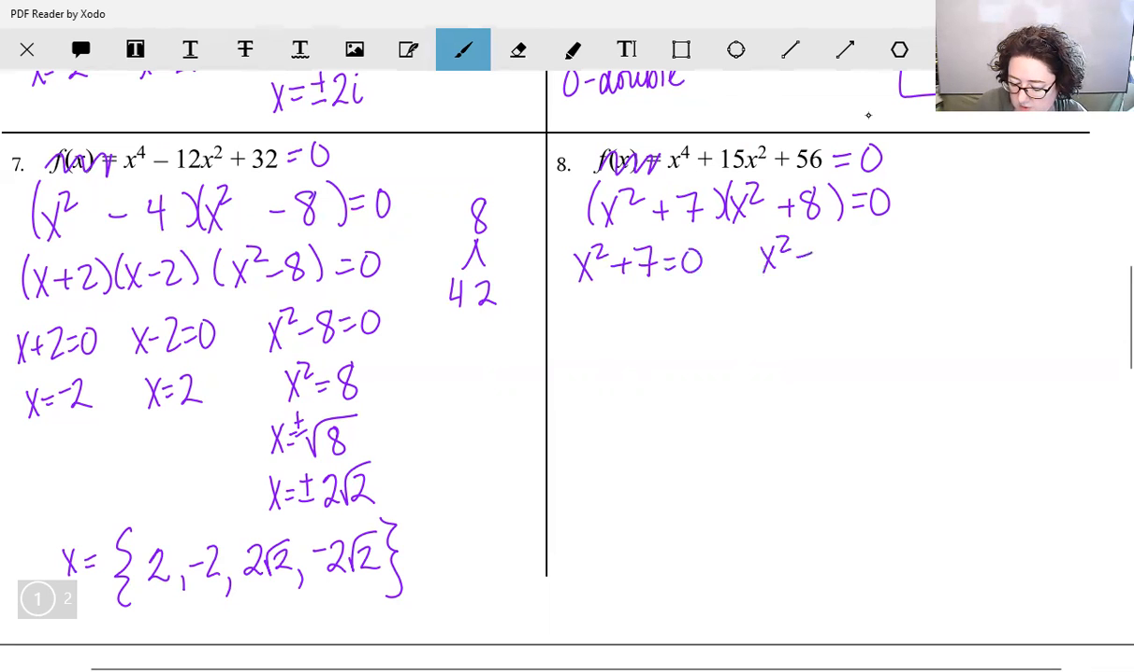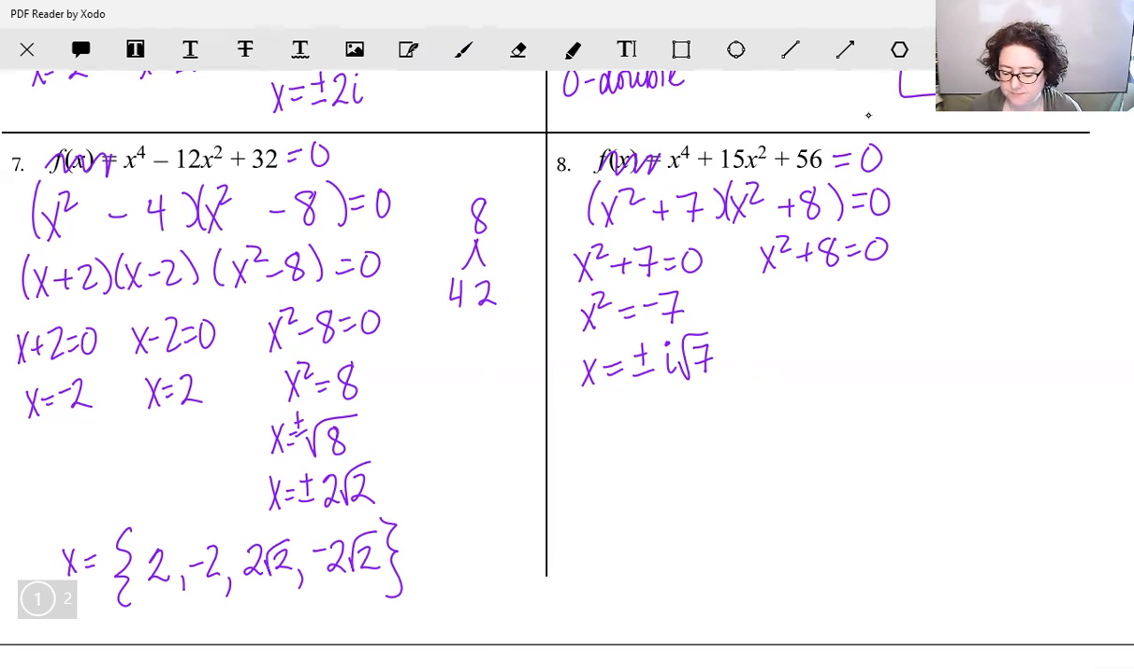And x² + 8 = 0. And in both of these, we have to subtract from both sides. So we have an x² equals a -7. When we take the square root, again, positive, negative to account for our two solutions. We have an i from taking the square root of a negative, but 7 doesn't simplify any further. So we could say ±i√7.